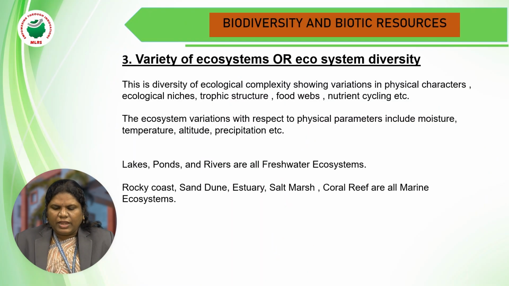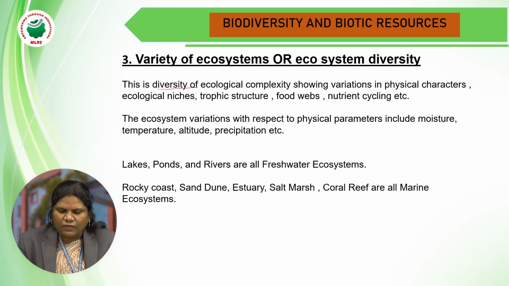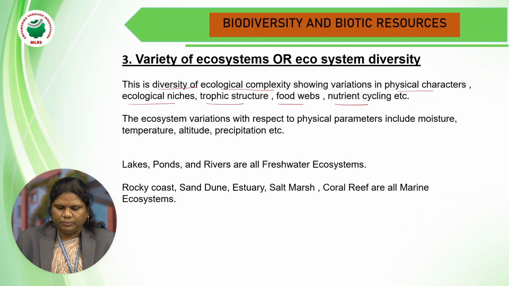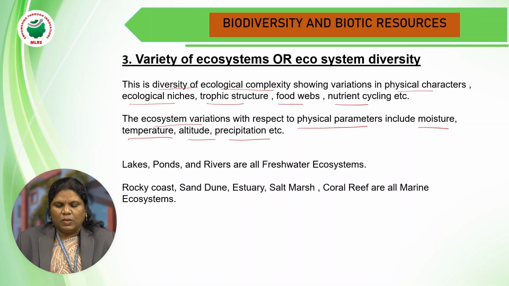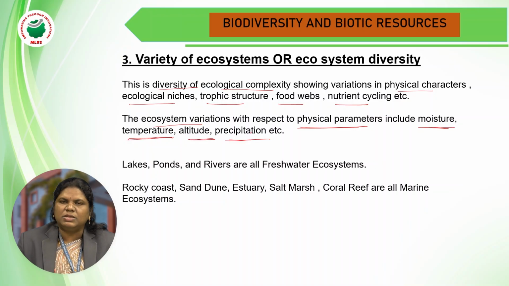And next, variety of ecosystems, or ecosystem diversity. This is the diversity of ecological complexity, showing variations in physical characters, ecological natures, trophic structures, food webs and nutrient cycling. The ecosystem variations with respect to physical parameters include moisture, temperature, altitude and precipitation. See what is meant by ecosystem: it deals with physical parameters like moisture, temperature, altitude and precipitation.